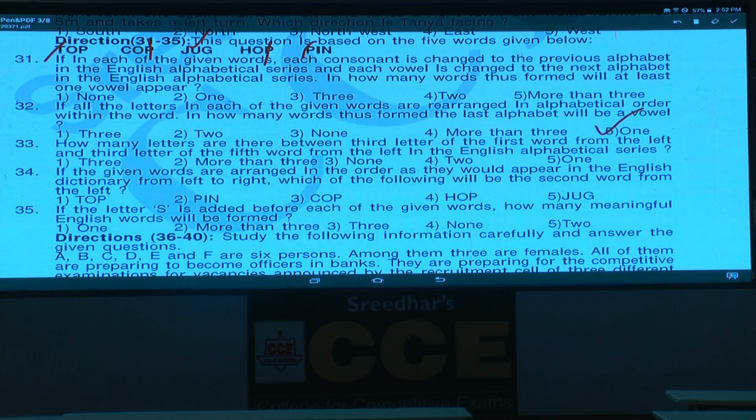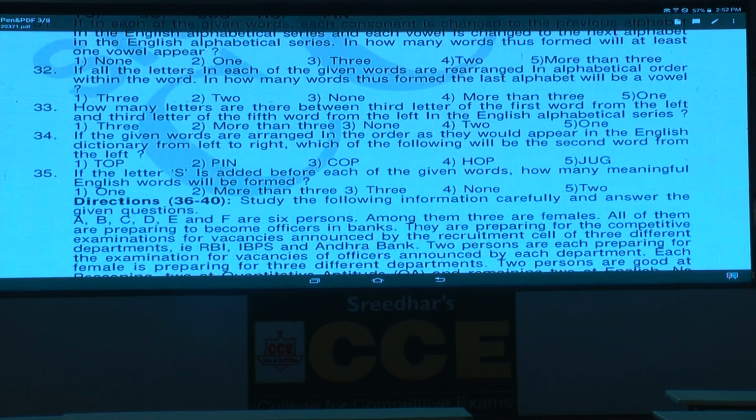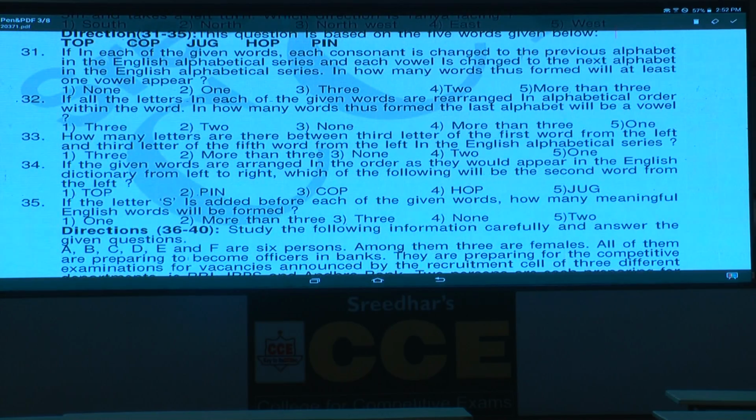32, choice 5. Then 33, how many letters are there between the third letter of the first word? What is the third letter of the first word here? P. The third letter of the first word is P, isn't it? The third letter of the first word, that is P.